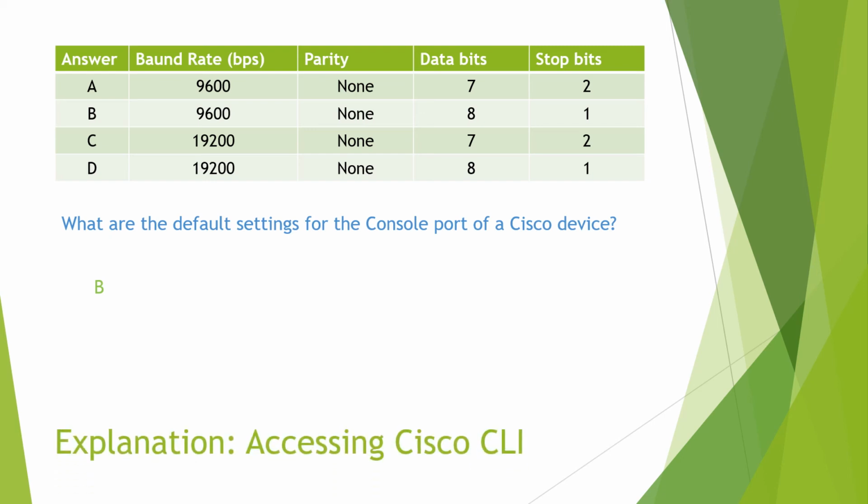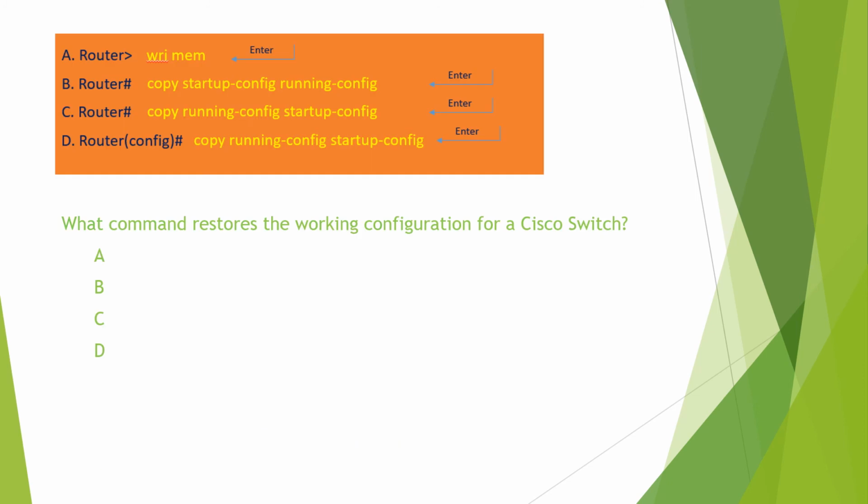Accessing Cisco CLI. The question reads, what command restores the working configuration for a Cisco switch? As you know, the working configuration is usually saved in the startup config. And in order to restore the working configuration from the startup config, you have to be in the privilege mode. Therefore, A and D are not the answer.